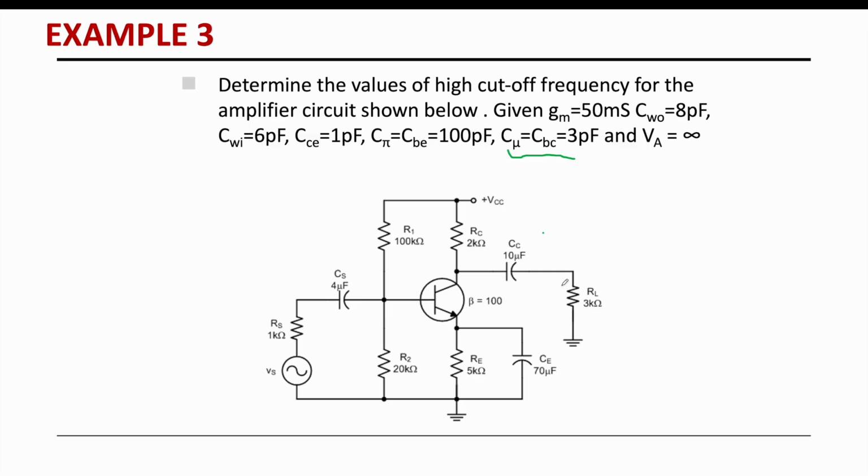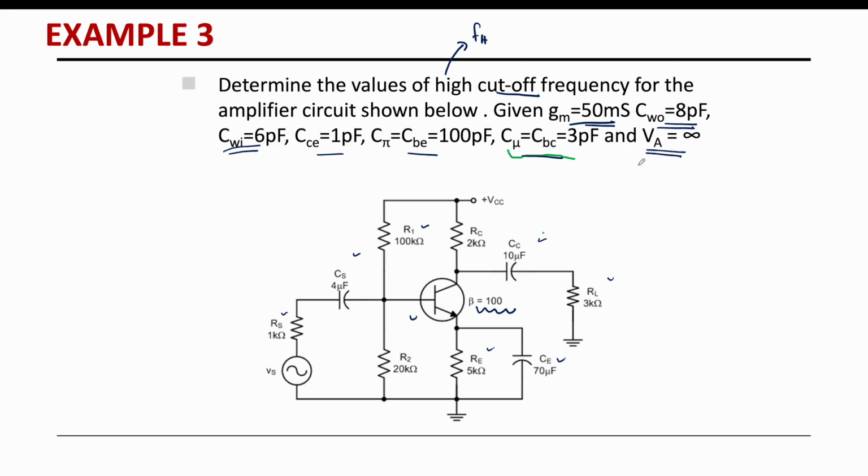So now let's look into example number 3. Determine the value of the high cut-off frequency. We want to get the value of FH for the amplifier circuit shown below. We have the amplifier circuit down here. The beta is given to us. We have R1, R2, CS, RS, RE, CE, RL, and CC. The value of GM is already provided, the output wiring capacitance is given, the input wiring capacitance, and CCE, C pi, C mu, CBC are given, and VA is infinity.